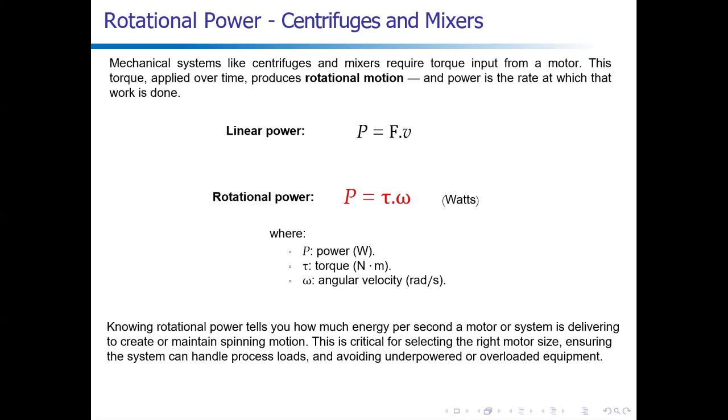or rather, energy per second. This is important as knowing rotational power tells us how much energy per second is being delivered to spin the system. This is critical for selecting the right motor size, making sure your equipment can handle process loads without being underpowered or wasting excess energy. It also helps avoid damage to sensitive systems and ensures efficient operation across different fluid or mechanical loads.